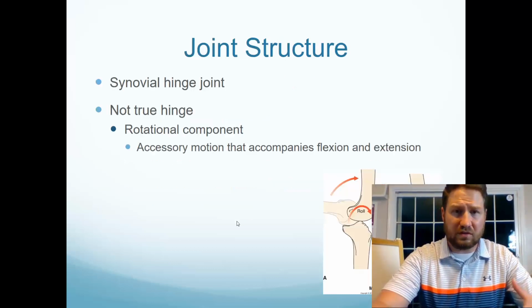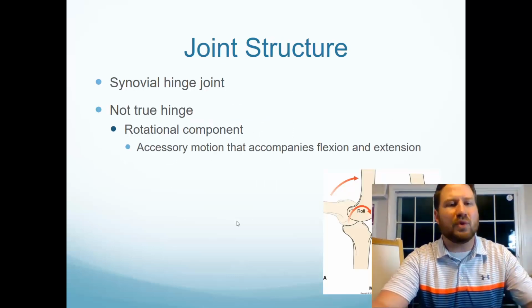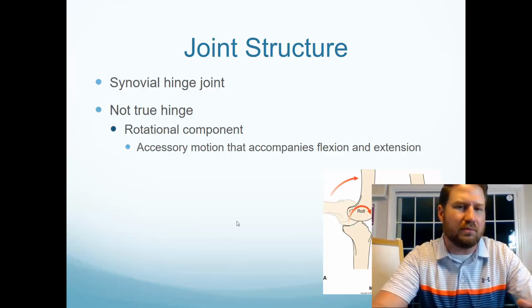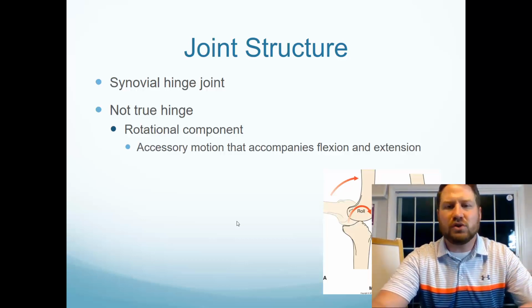So the joint structure is classified as a synovial hinge joint. However, it is not a true hinge joint. There is a rotational component, that accessory motion that accompanies flexion and extension.